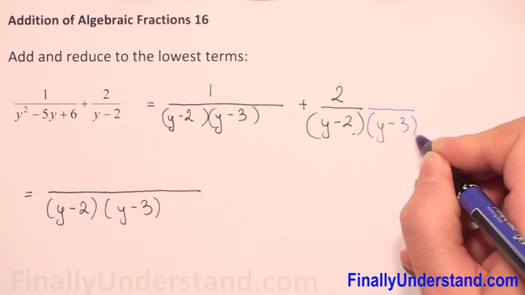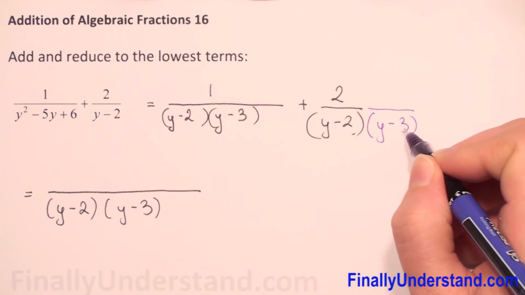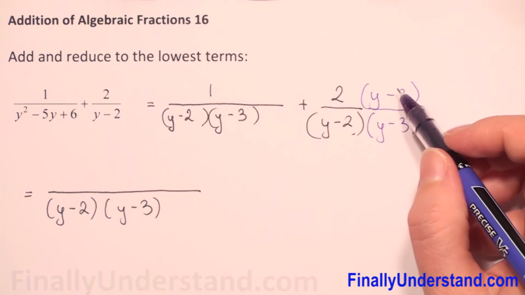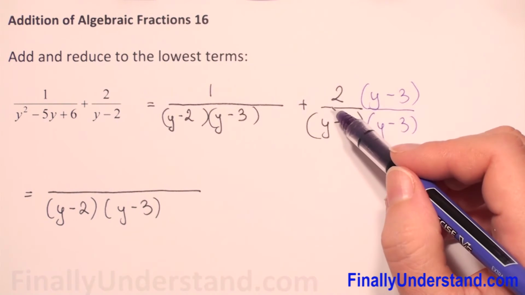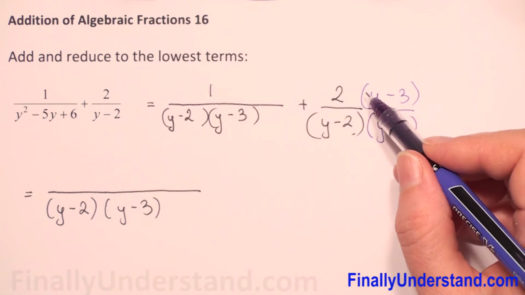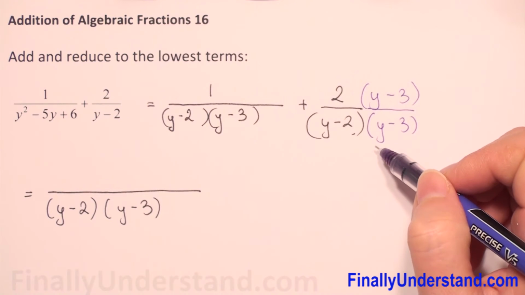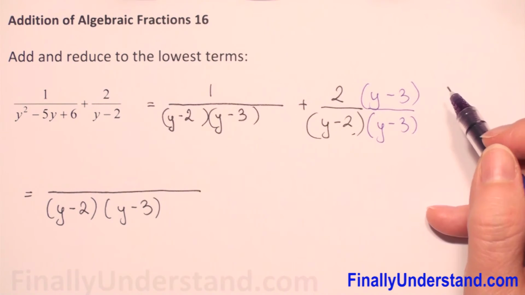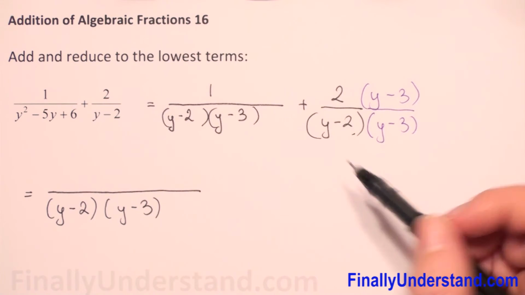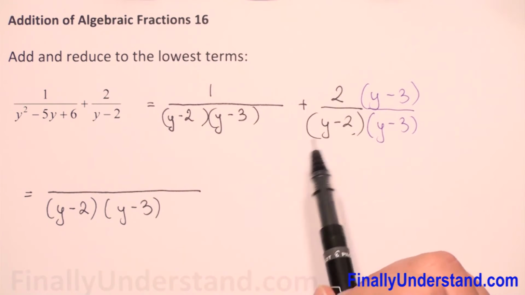Y minus 3. If I multiply this denominator by y minus 3, I have to do the same with the numerator, because we cannot change this algebraic fraction. We just extend this. When we multiply numerator and denominator by the same number, it doesn't change anything. So now we have the same denominators.